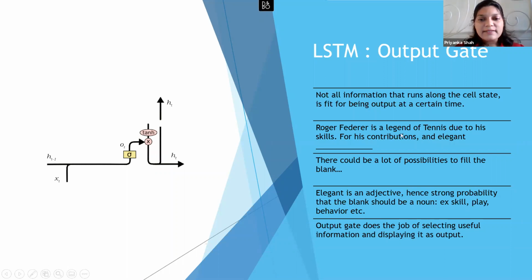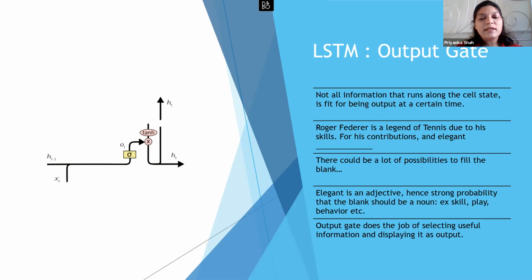So look at these sentences. Roger Federer is a legend of tennis due to his skills, for his contributions and elegant, and there's a blank there. Now we have to imagine that our machine learning algorithm has to fill this blank. But there could be a lot of possibilities. First of all, if you go by natural language processing rules, elegant is an adjective, so there is a strong probability that the blank could be a noun, for example skill, play, behavior. This is what the output gate does.